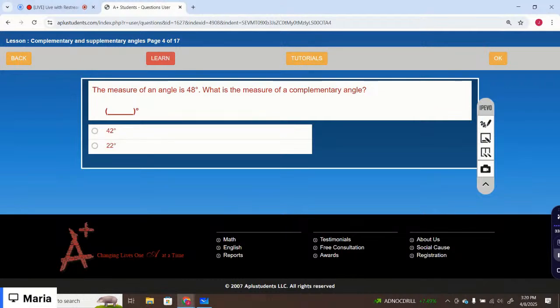The measure of an angle is 48 degrees. What is the measure of the complementary angle? That is 42 degrees. Option number 1 is the correct option.